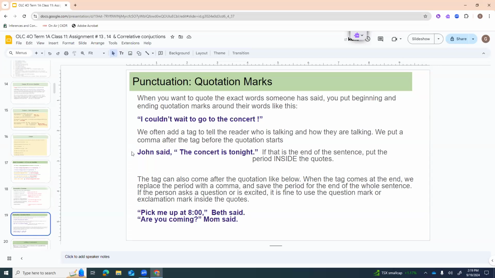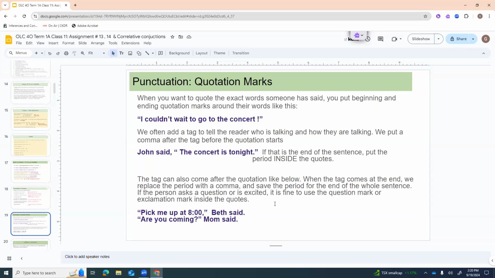So here we go. Here's my tag, John said. John is the person, said is how they're talking, comma, a little bit of a space, my quotation marks, then his exact words. Now I've got my period, and then I got my quotation marks. If that's the complete end of the sentence, I put the period inside the quotes, and it kind of stands for what he's saying and the entire sentence as a whole.